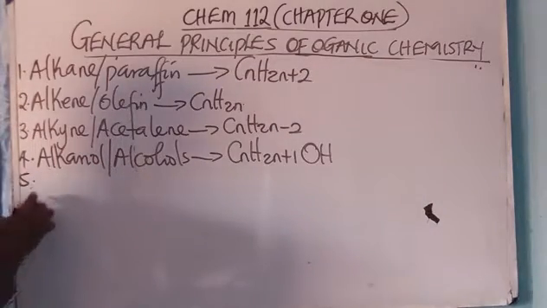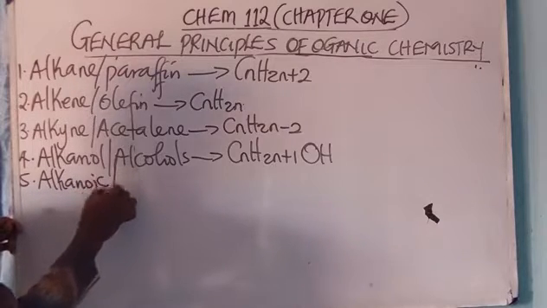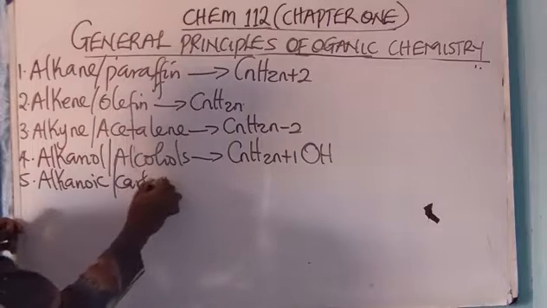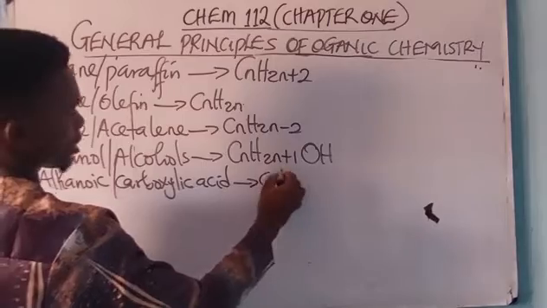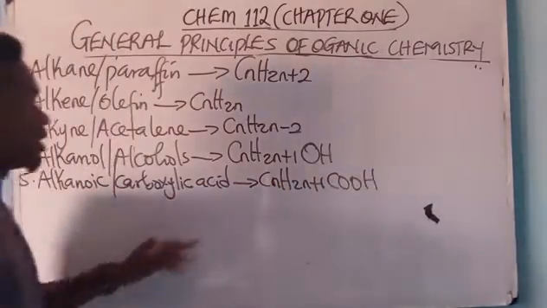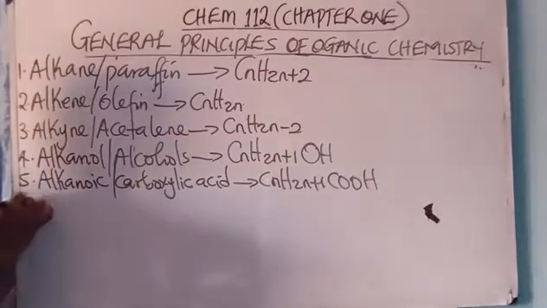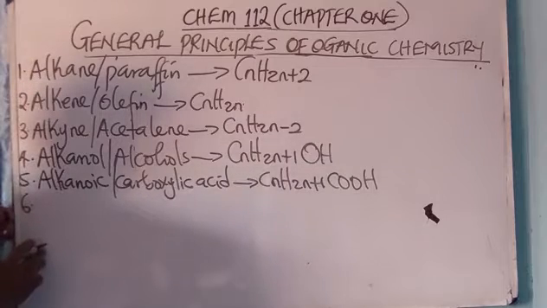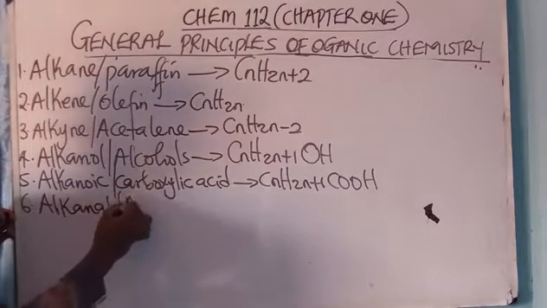Number 5, I'll give you alkanoic or carboxylic acid. And their formula is CnH2n plus 1 COOH. It is this COOH that is what? Their functional group. Now, number 6. Okay, I have aldehyde. Let me give you alkanal. If I don't call it alkanal, I can call it what? Aldehyde.